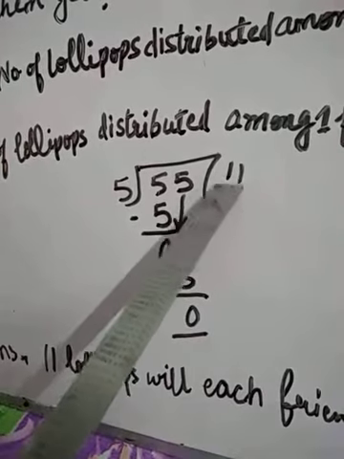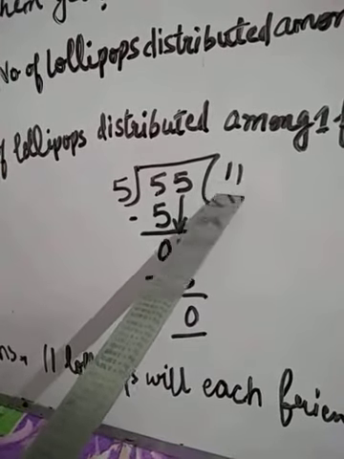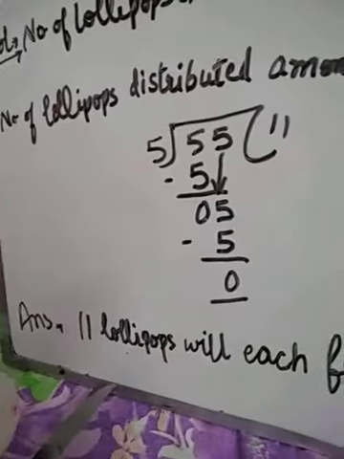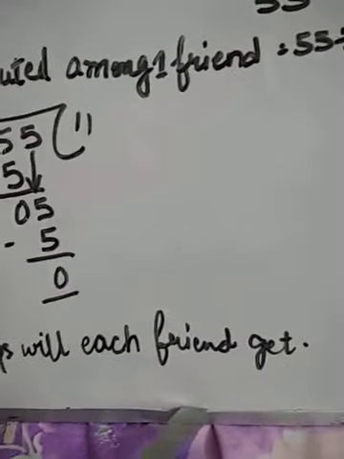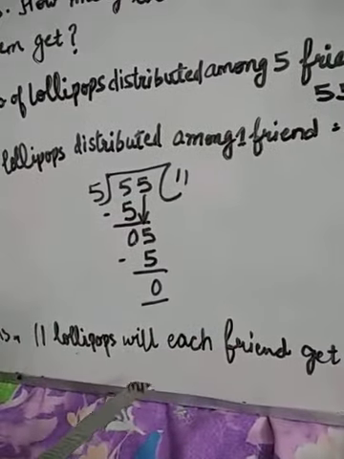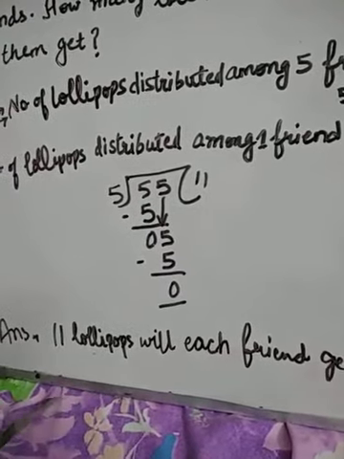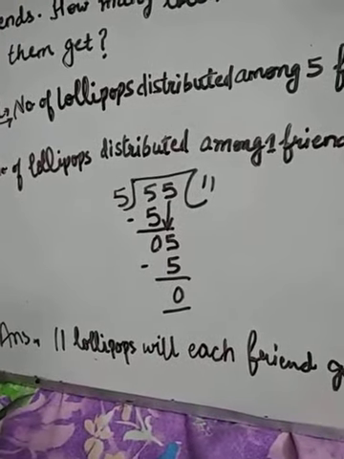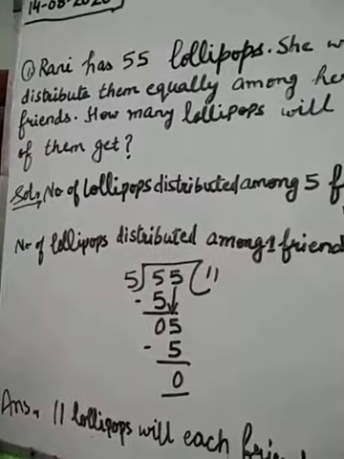So you can see that this answer is the lollipop. 11 lollipops will each friend get. कितने लॉलीपॉप एक फ्रेंड को कितने लॉलीपॉप मिलेंगे? 11. And how we come to know that? What we have to do? I will show you the question again.